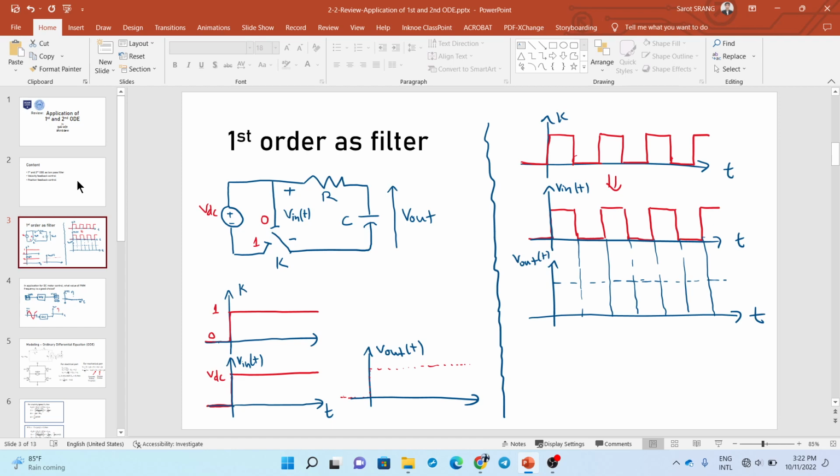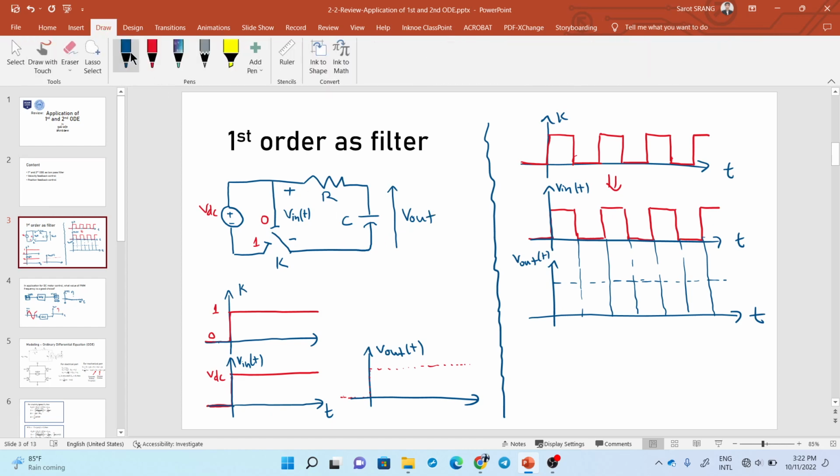You have seen before that the first order ordinary differential equation can be obtained from physical systems such as RC circuit, as you can see here. So for this system, you have input voltage as DC voltage and output as V out at the capacitor. If you derive the mathematical modeling for the system, you get the first order differential equation.